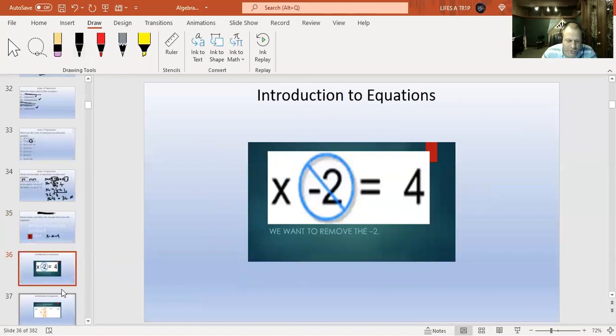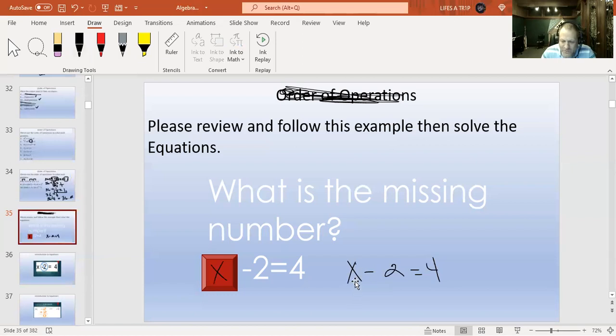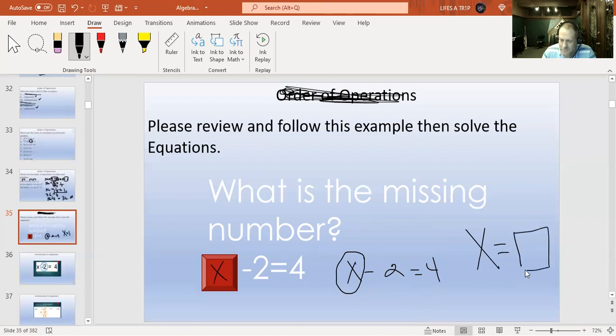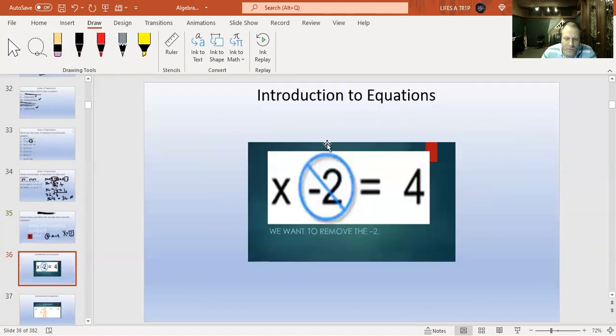So how to get this number by itself, sorry, not the number, the variable, we need to get the X by itself to solve the equation, because we need to know what X really is. All right, what is X? So how to do that? We can remove the 2. Let's just take that 2 out of there.